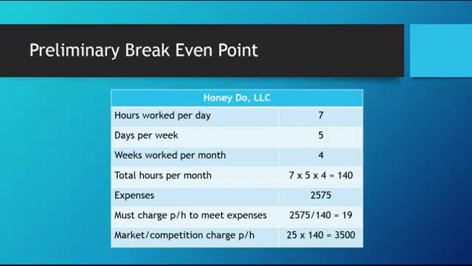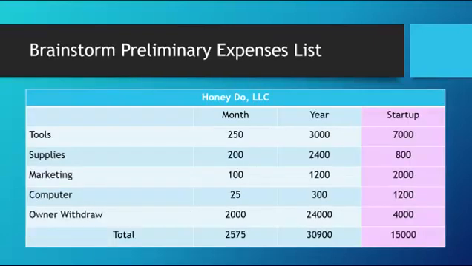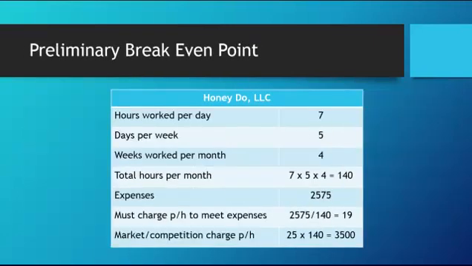So in the case of Honeydew, planning to work 7 hours per day, and we're only including the hours that are billable or that contribute to income producing. 5 days per week, 4 weeks per month. Yes, there could have been 4.3, but in this case, Honeydew has decided that there'll be just a few extra days off per year. So the total hours per month available, 140, given these personal decisions. We've already looked at the expenses as being $2,575, so we plug that in here. And then we are able to determine what we have to charge per hour in order to meet our expenses.